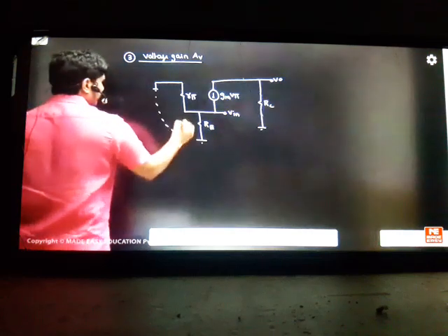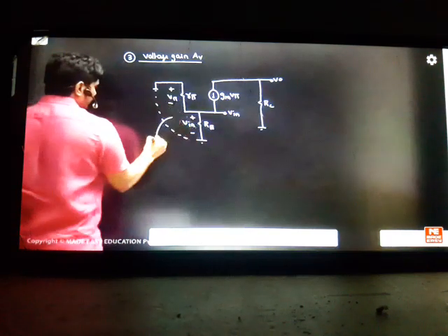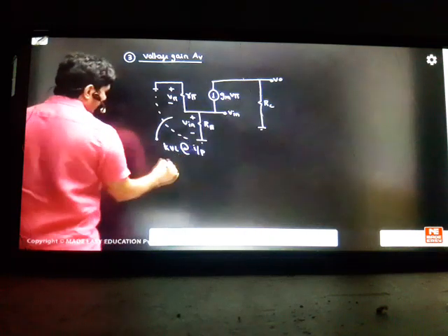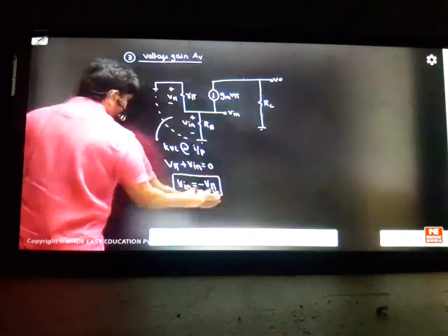You can have a trick here: this is your input from here to here, and this is your V pi. What is the relation between these two? Seeing the input loop, by using KVL at the input, V pi plus VIN is equal to 0. So VIN can be written as minus V pi. You can have a beautiful link like this at the input.